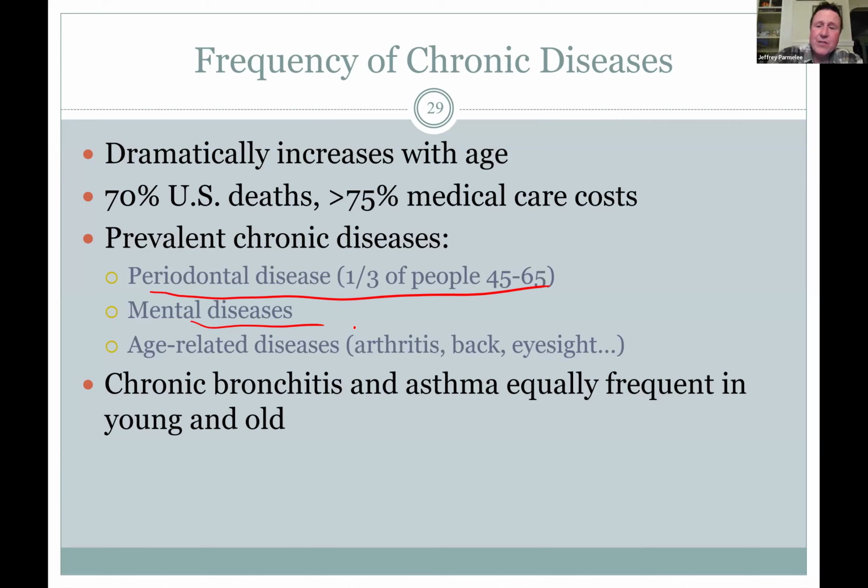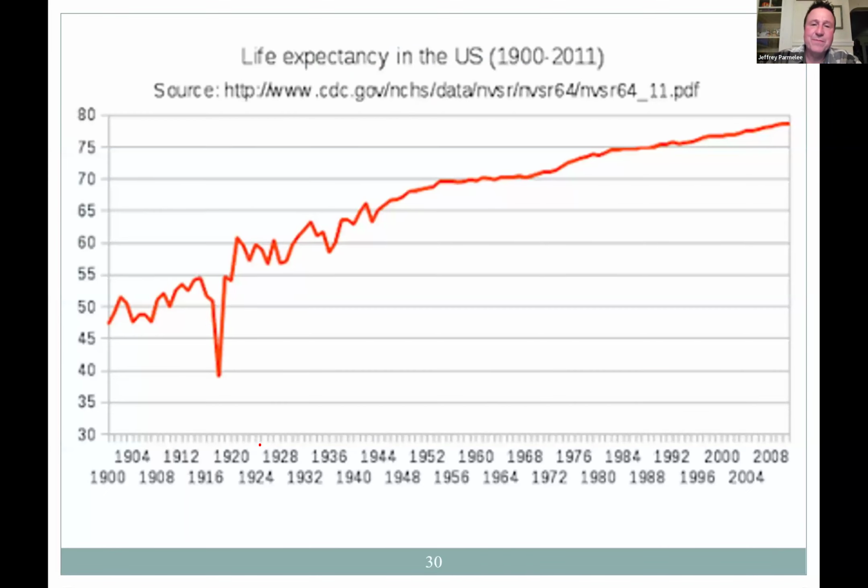And some things are equally common in the young, they're not just elderly. Some cancers, like testicular cancer, is a cancer of young men usually, and prostate cancer is of old men. So you're going to see things that differ like that. But something like bronchitis and asthma doesn't really have an age relation, but most diseases do. They increase with age.